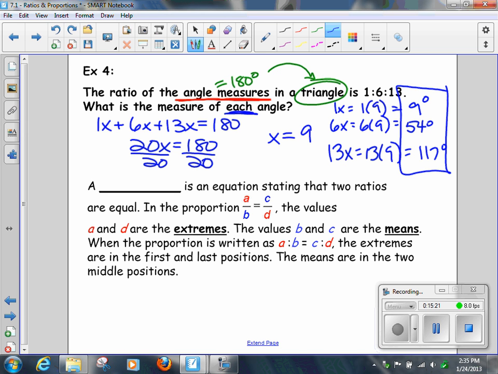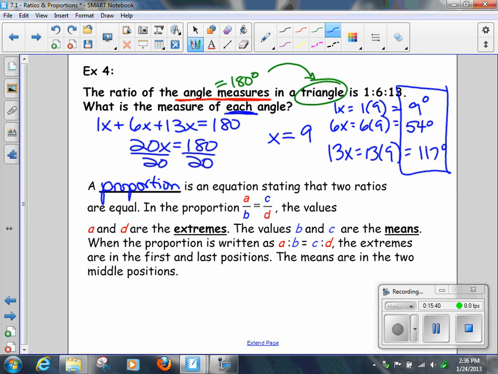No twist to that. What do you have to be real careful about? You got to read these carefully. Yeah, they'll trick you. They sure will. A blank is an equation stating that two ratios are equal. A proportion.